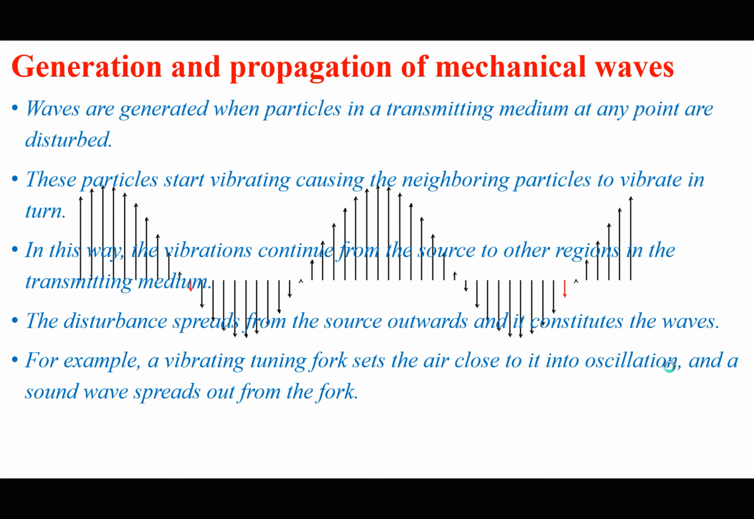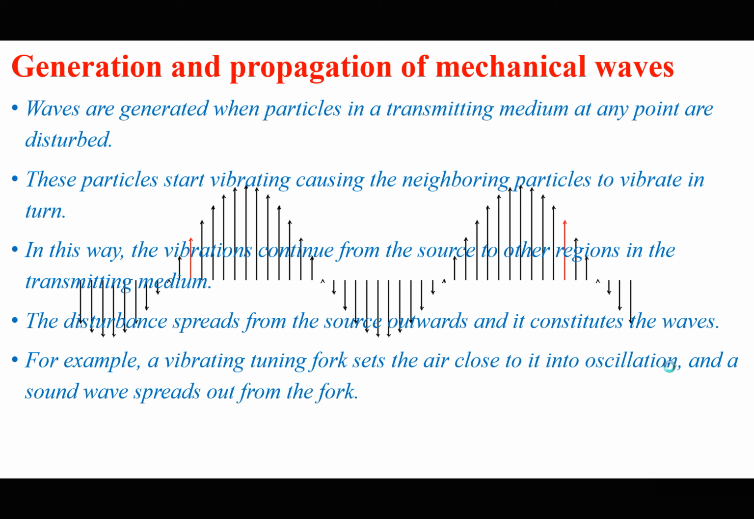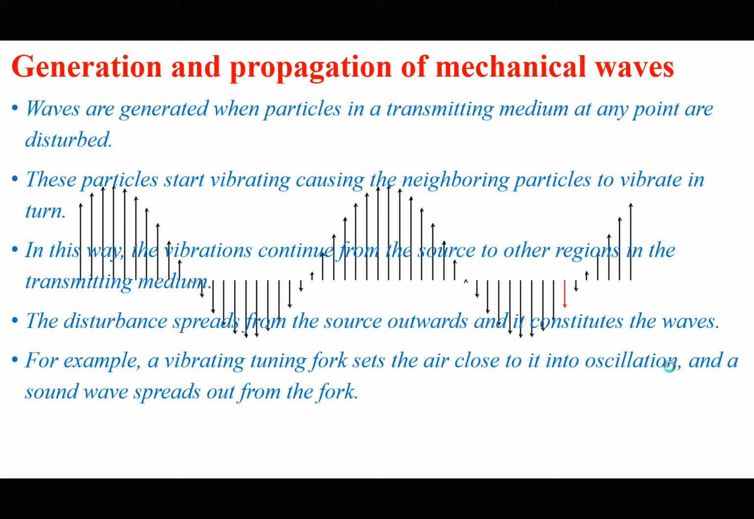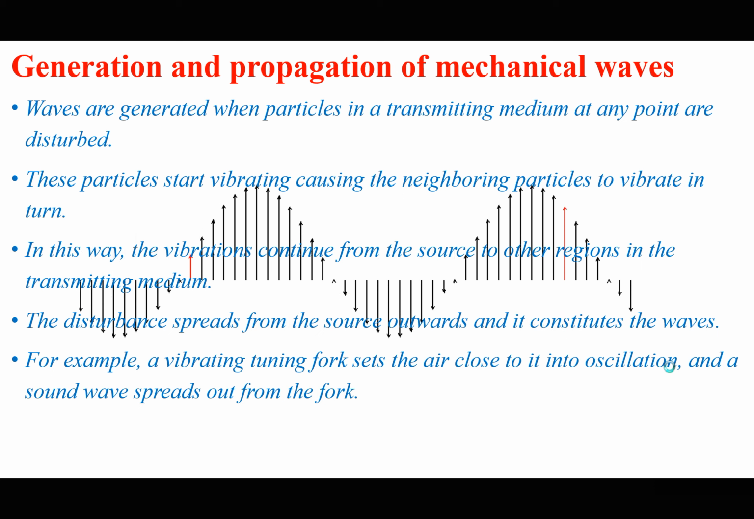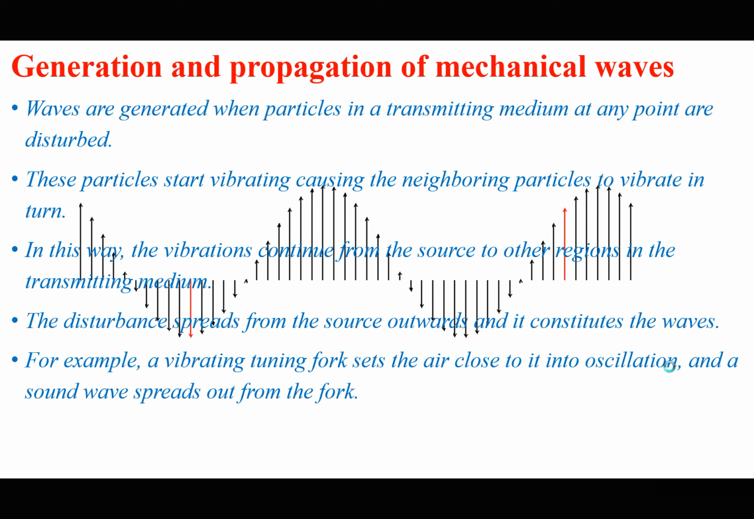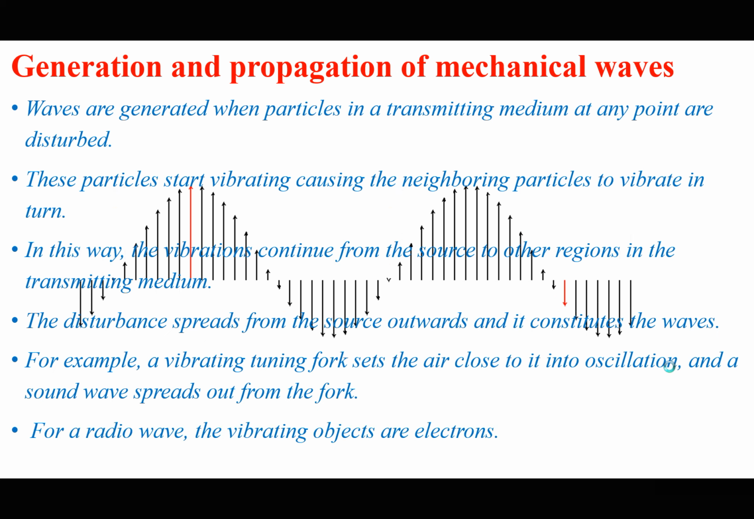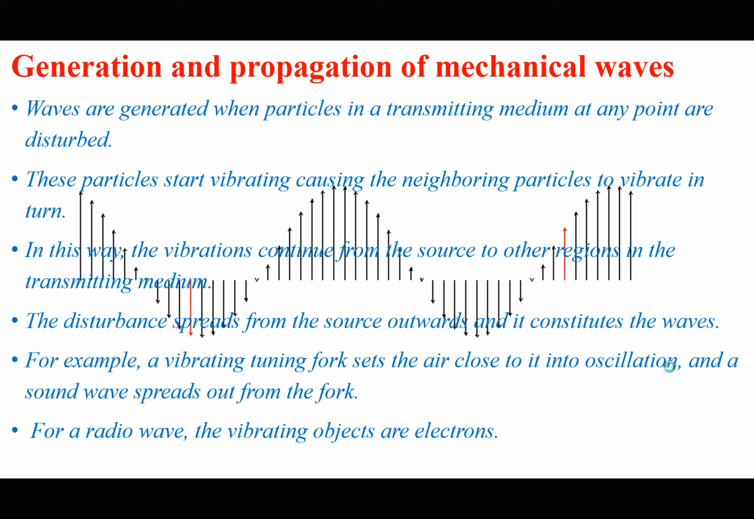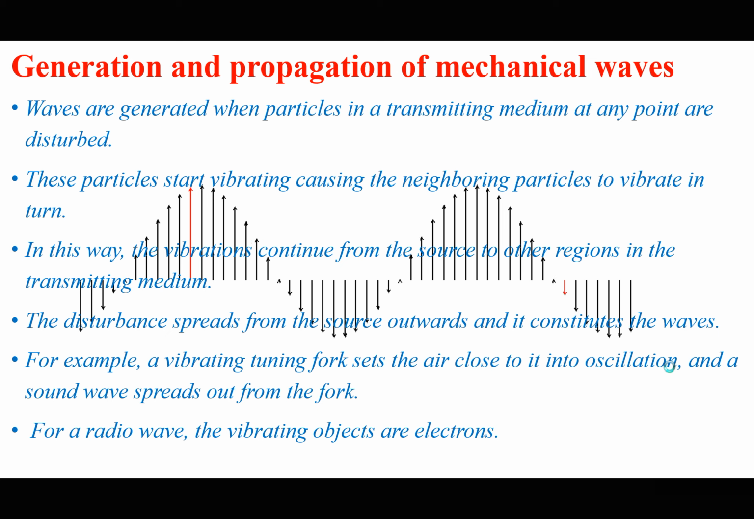If you have seen a vibrating tuning fork hit on, say, a table, when you look at it, you see the fork vibrating, and even the air particles around vibrate. That's how we detect the sound coming from the tuning fork. Of course, for radio waves, the vibrating objects are going to be the electrons.